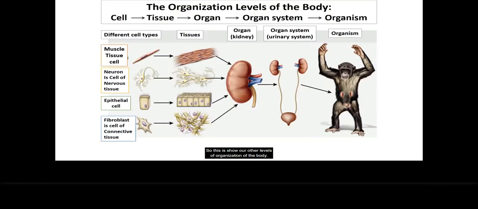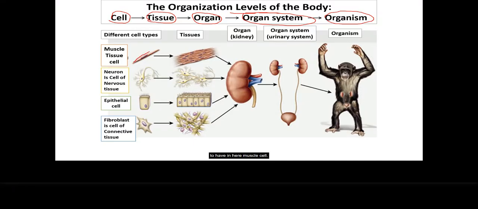So this shows our other levels of organization of the body. Again, cells will be organized together in tissue. Then tissues will make organs, and organs organize in organ systems. Different organ systems make our organisms. So here we will look at the chimpanzee, and we will see how it's done.